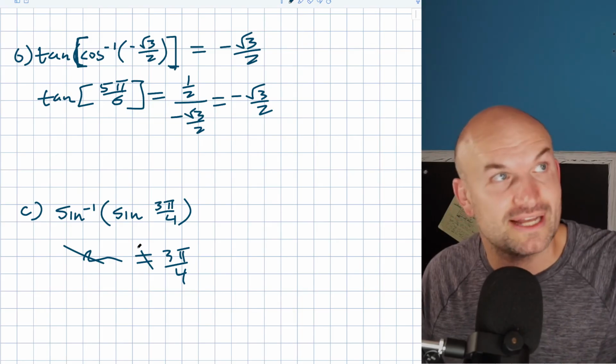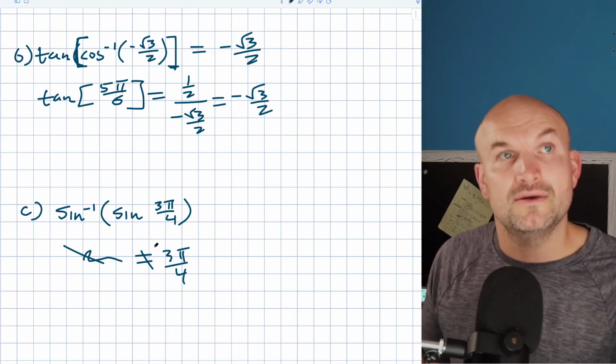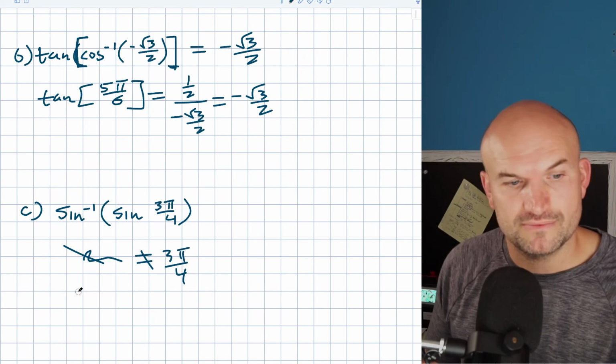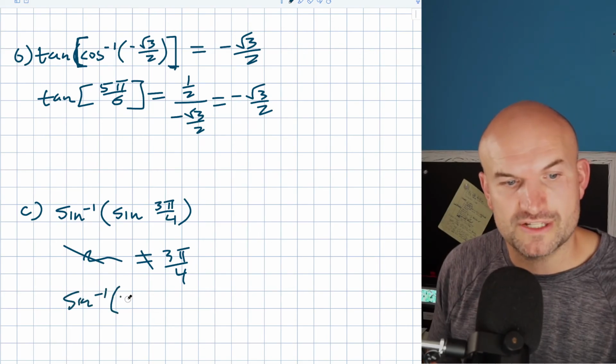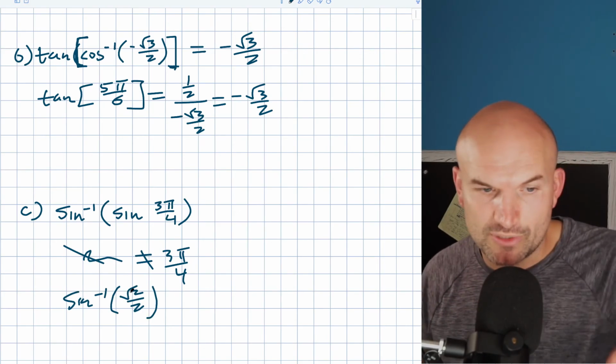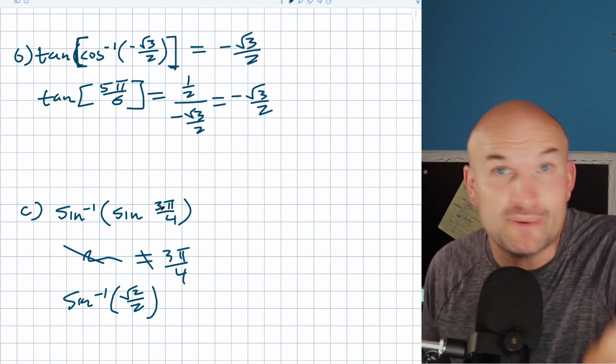So 3 pi over 4, that's in the second quadrant, right? So that's going to be a square root of 2 over 2. So I have the sine inverse of the square root of 2 over 2. What angle produces a square root of 2 over 2? Yes, 3 pi over 4 does, right?